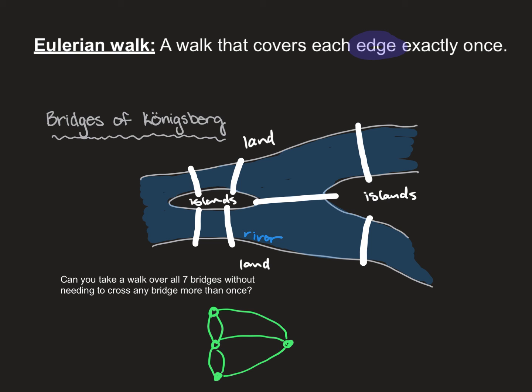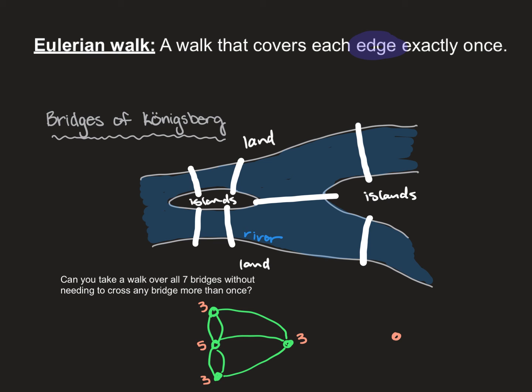Here's what happens. This is not possible. And the reason it is not possible is because all of these have an odd degree, right? This node has a degree of 3. This has a degree of 3. This has a degree of 5, and this has a degree of 3.